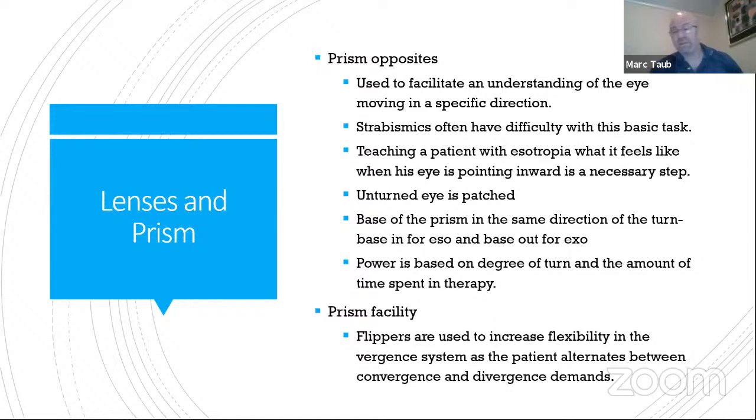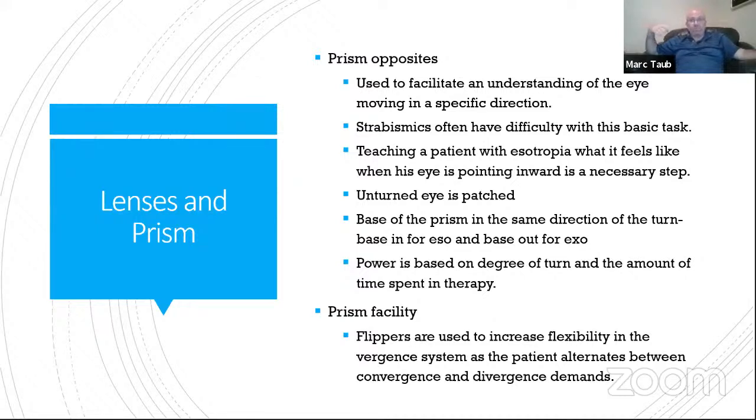So prism opposite, let me talk just a little bit about prism facility first. Prism facility is very similar to accommodative facility, but of course you're using the opposite system as the dominant system. With the binocular flippers, you're not only working binocular accommodation, you are working your binocular vision. You're working convergence and divergence as you flip from plus to minus. The same is true on prism facility.